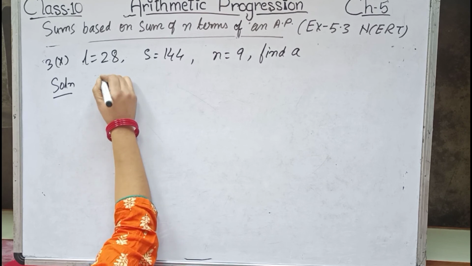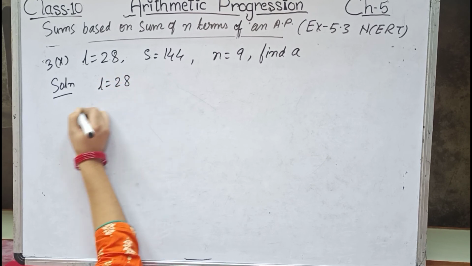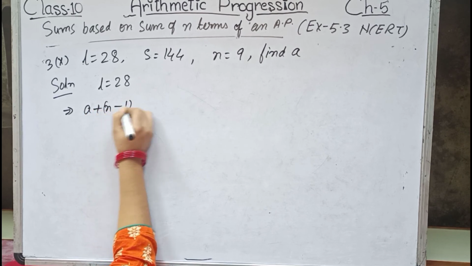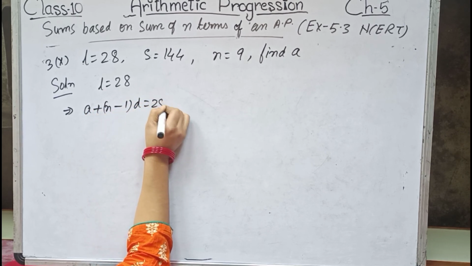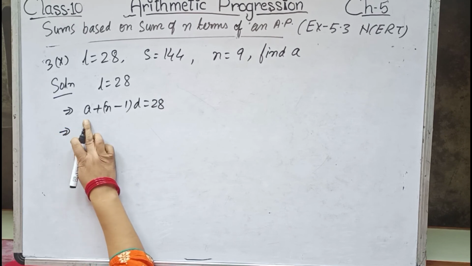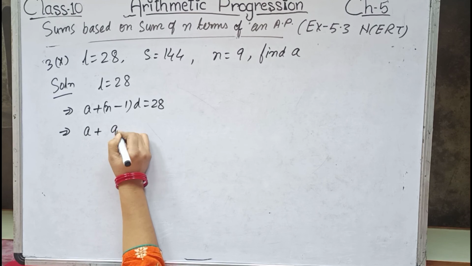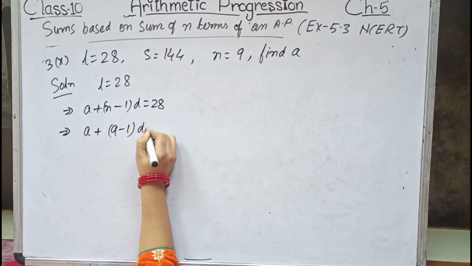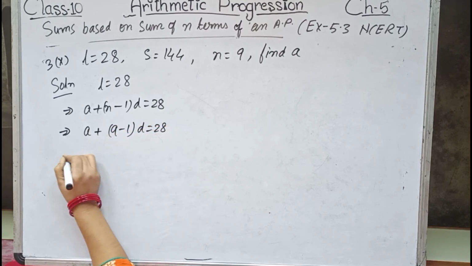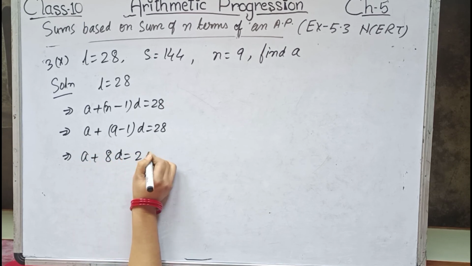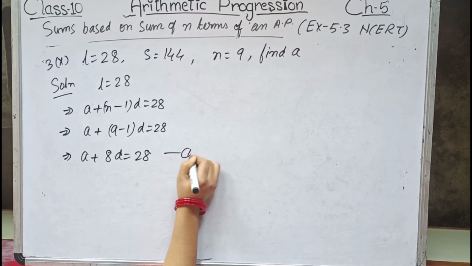With L I can start. L equals 28 implies A plus (N minus 1) into D equals 28. N is given, so A plus (9 minus 1) into D equals 28. This implies A plus 8D equals 28. Make it equation number 1.